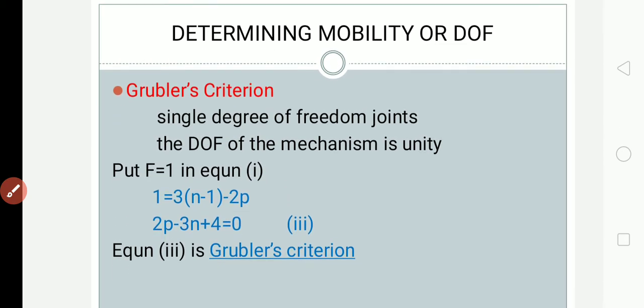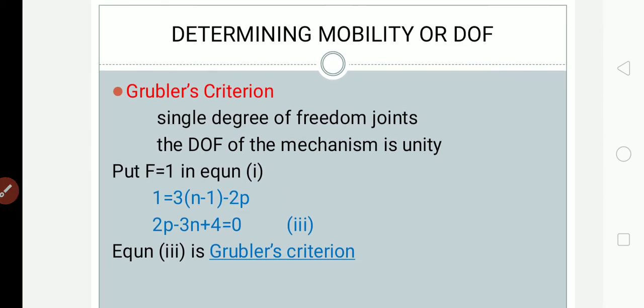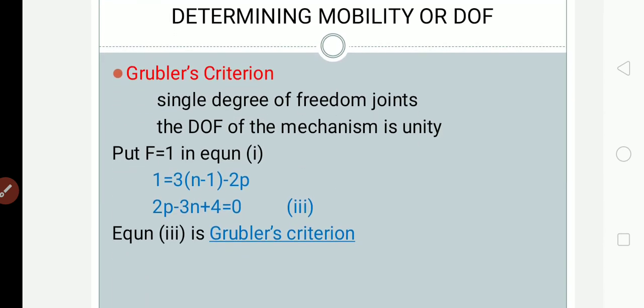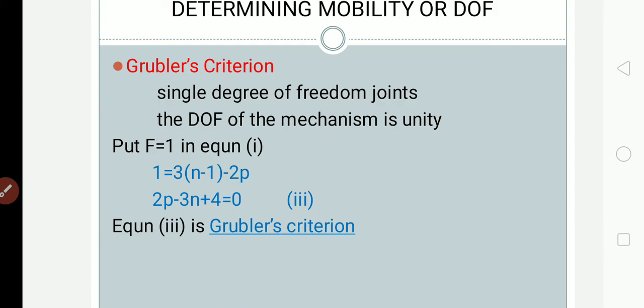That is, if we put f equal to 1 in equation number 1, then the equation becomes modified as 1 equal to 3 into n minus 1 minus 2p. Then we can rearrange that, and it will be 2p minus 3n plus 4 equal to 0. This is known as Gabler's criterion, that is for single degree of freedom joints. So these are the two criteria which are used for determining the degree of freedom of a mechanism.